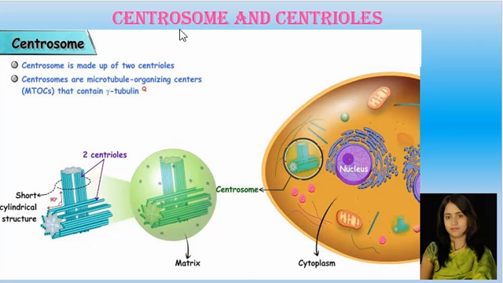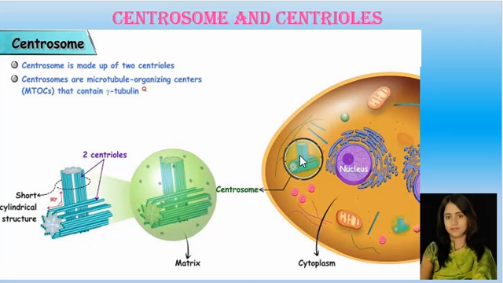Now let us discuss about centrosome and centrioles. The centrosome and centrioles are present in the animal cell and they are absent in plant cells. Look at this. This is the animal cell nucleus. Near the nucleus there is a structure called centrosome, which consists of centrioles.